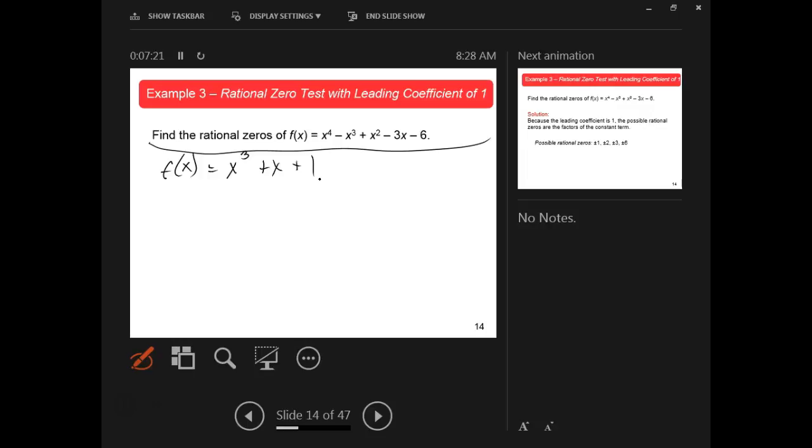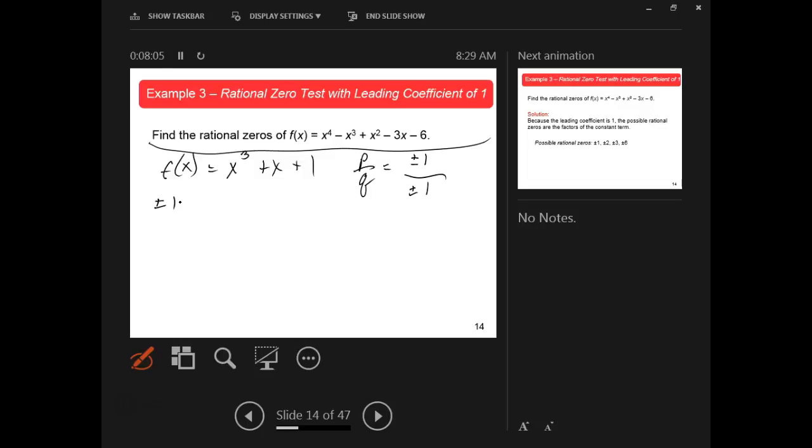Now this one's fairly easy to find the possibilities. All your rational zeros are going to be of the form p over q, where p is all the possible factors of the constant term, which is 1. What are the possible factors of 1? Plus or minus 1. And q is all the possible factors of the leading coefficient, which is 1. So that's plus or minus 1. So all your possible zeros are strictly plus or minus 1. That's all, folks.